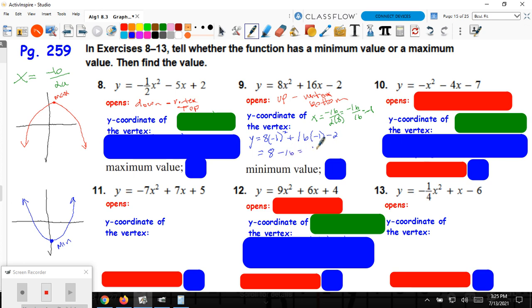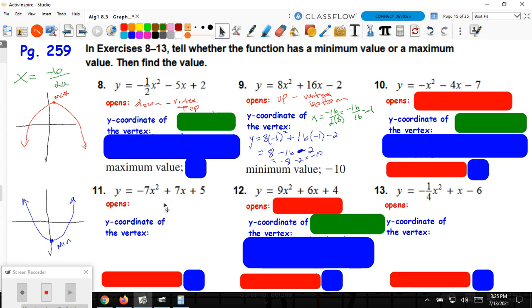So that's 8. This is going to be negative 16. And this is going to be, oops, not equals. This is going to be negative 2. So if I take 8 away from 16, it's a negative 8. Negative 8 minus 2, that should be negative 10. So negative 10 should be our number right there. The minimum value, it's negative 10.